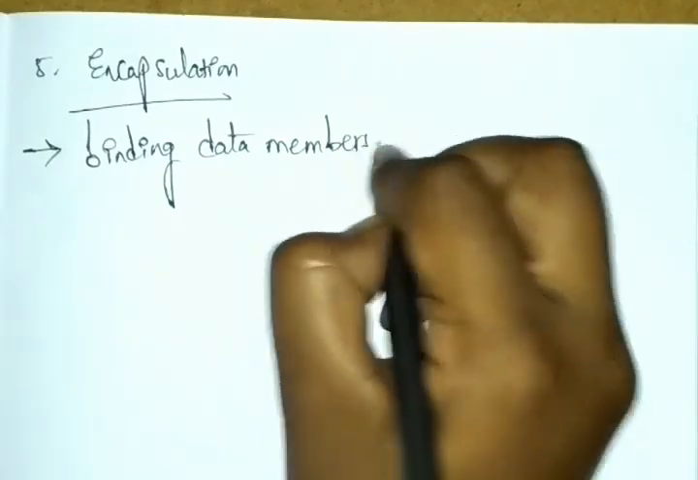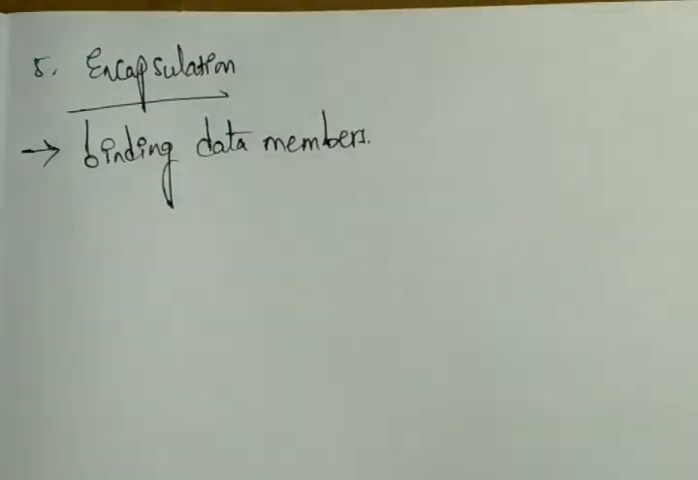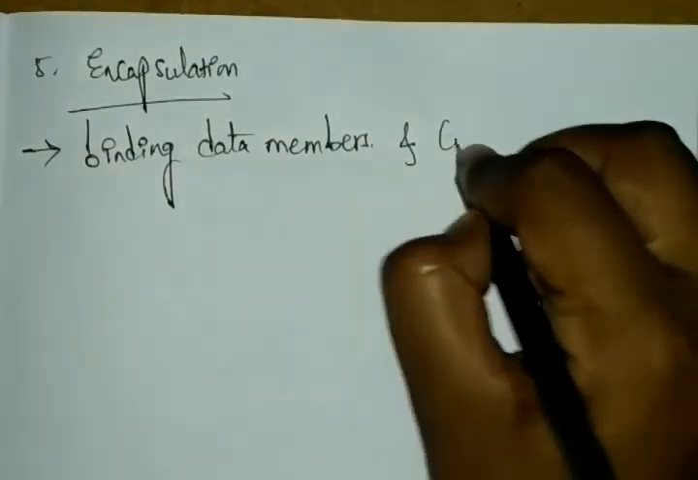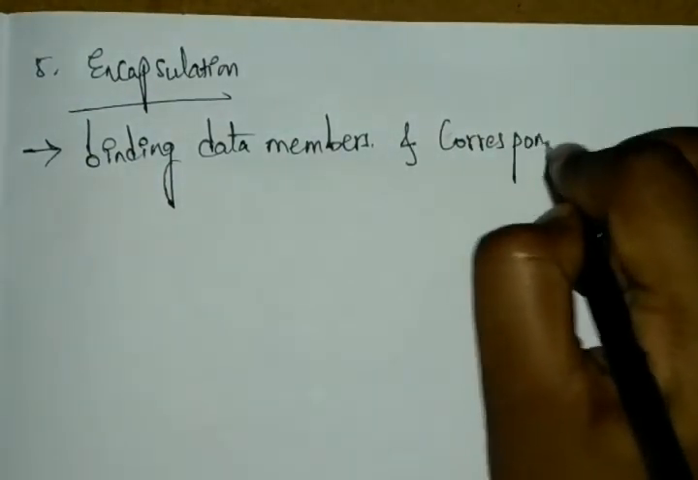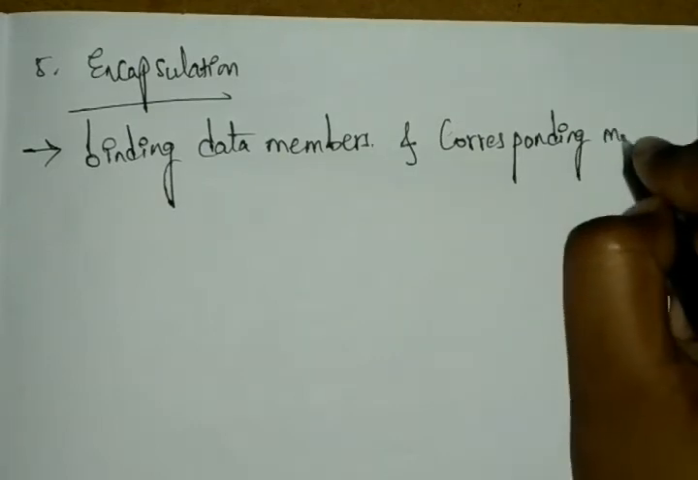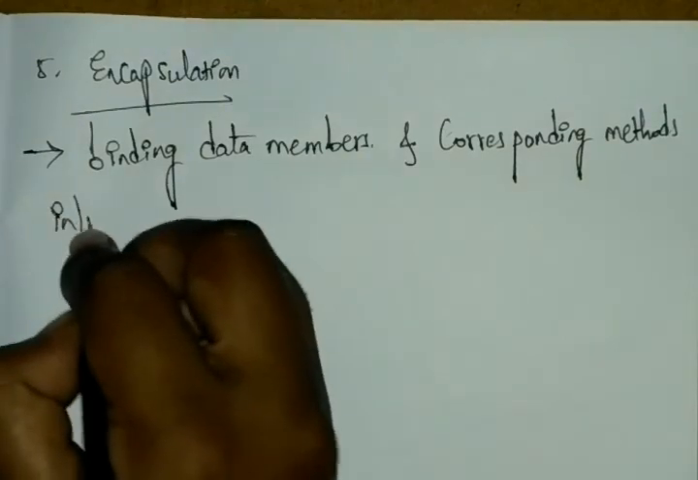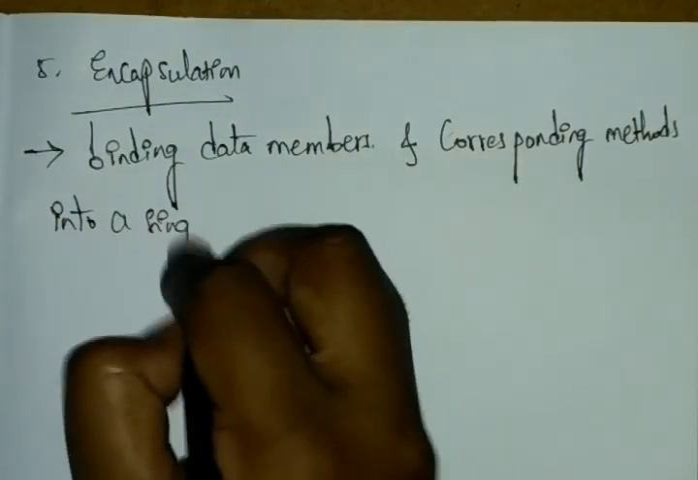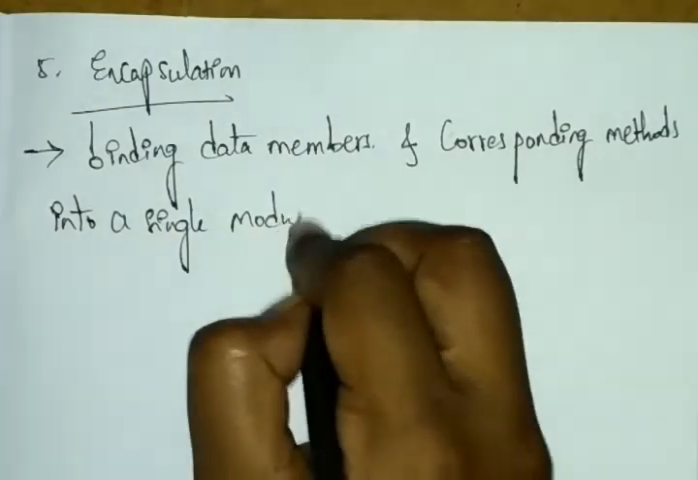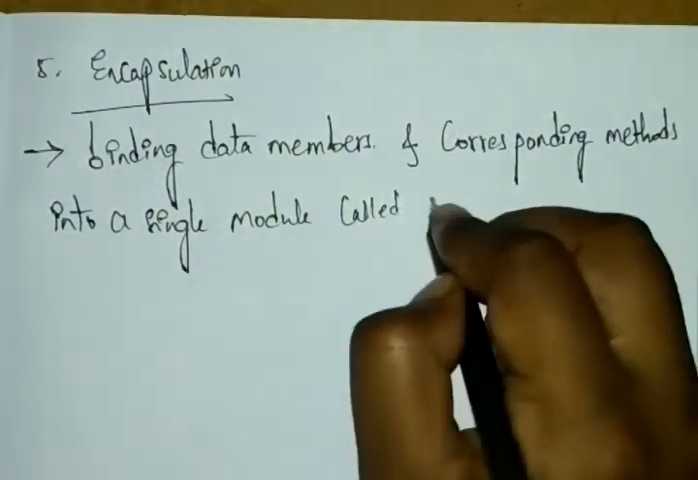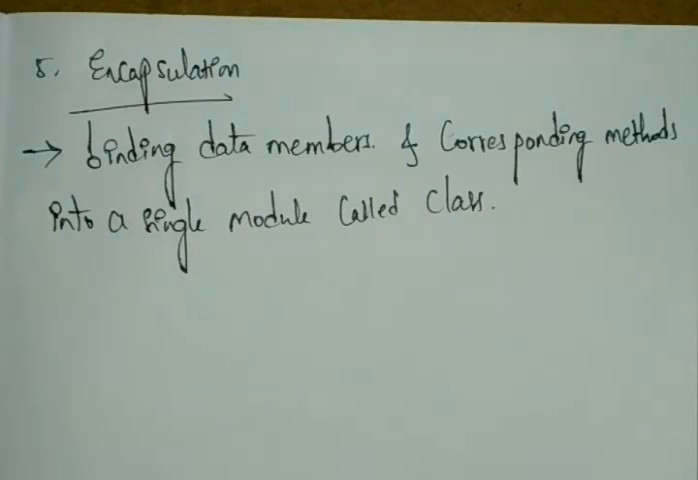So in the classes we have the data members, right? And after that, it corresponds to our methods, whatever methods you have, into a single module, that we call a class. So first you need to bind the data members, and then you can correspond the methods into the single module type, that we call a class.